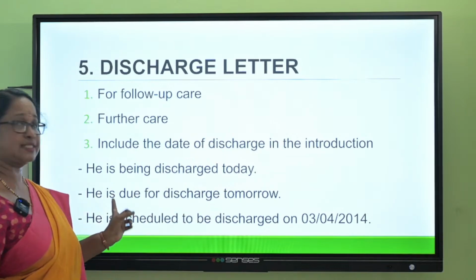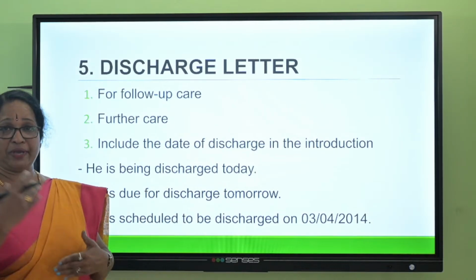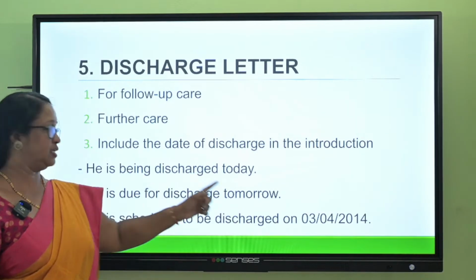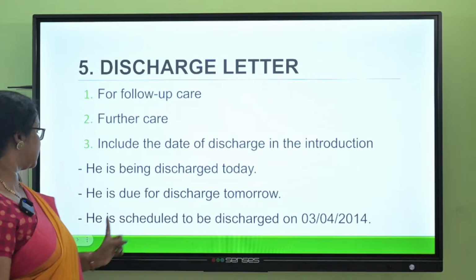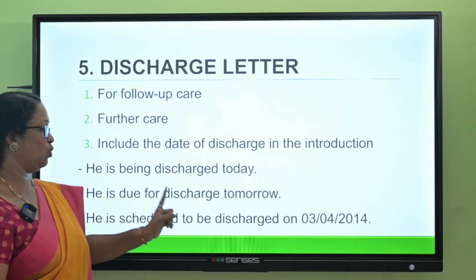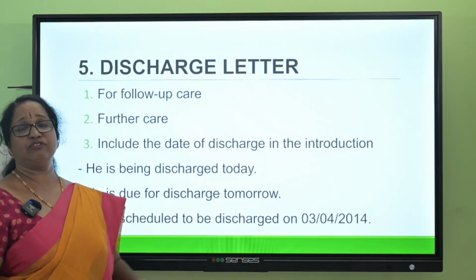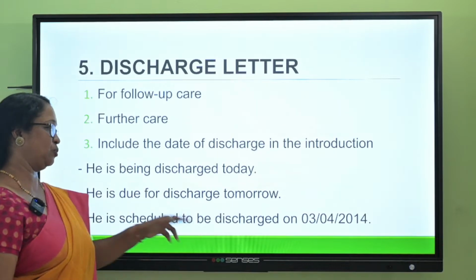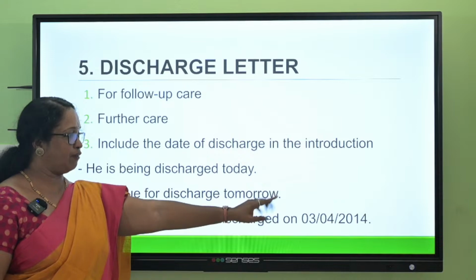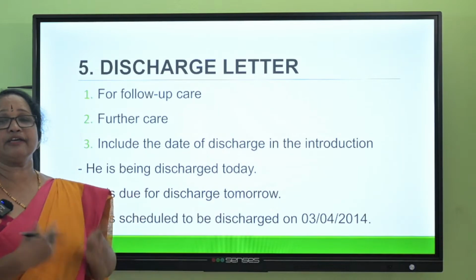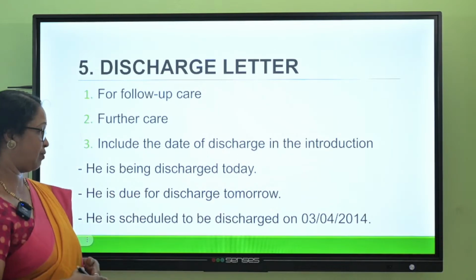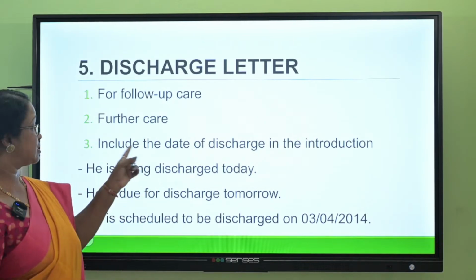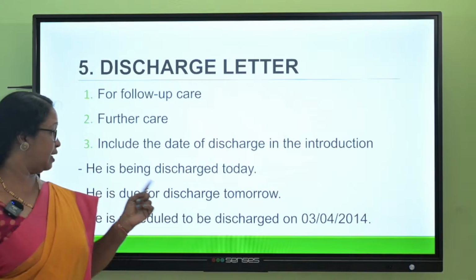If the patient is being discharged tomorrow, you can write, "He is due for discharge tomorrow," or else you can write, "He is scheduled to be discharged." If they have given a date, you can write, "He is scheduled to be discharged on 3/4/2014." You can change it like that, because it is clearly notified, and some of the students make mistakes in that.